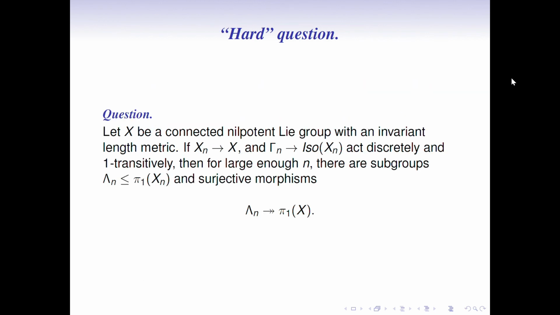Now a much harder question will be the following. If we have a sequence of proper length spaces X_n converging to a nilpotent Lie group X equipped with an invariant metric, and we have groups gamma_n acting discretely and one transitively on the sequence X_n, can we find subgroups of pi_1 of X_n that surject onto pi_1 of X? In other words, is discrete symmetry enough to force lower semicontinuity of the fundamental group?